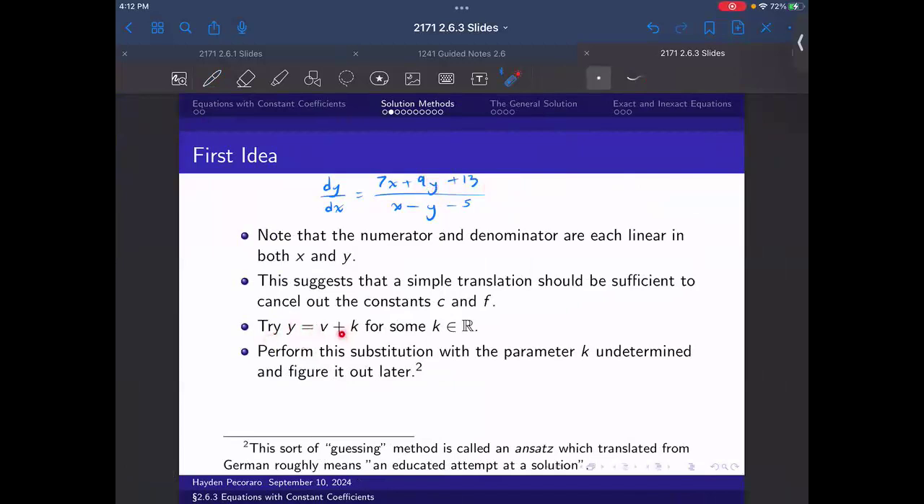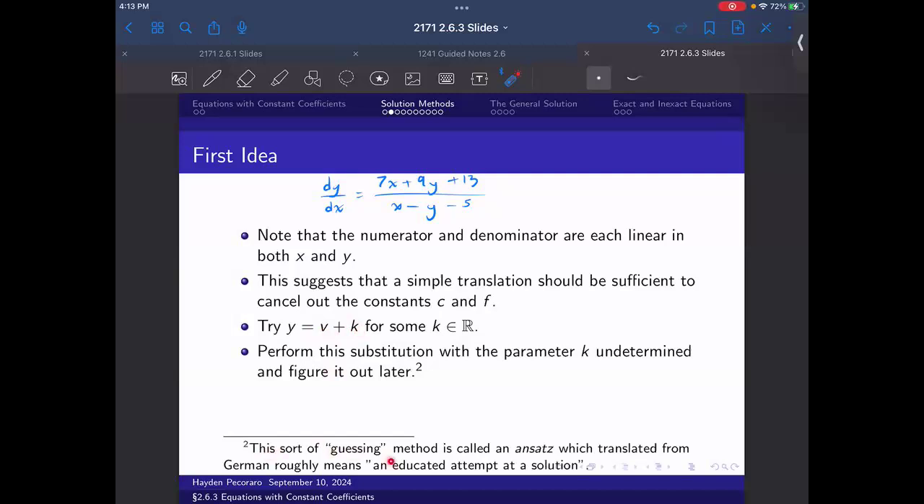So we try a substitution that looks like this, where y is equal to v plus k. It's a linear transformation, a translation of some variable v. And then we say, all right, k is a real number. It's fixed, but I don't know what it is yet. And then we'll perform the substitution with that parameter k in there. I won't know what it is yet, and then we'll figure it out later in order to cancel out those constants, the 13 and minus 5.